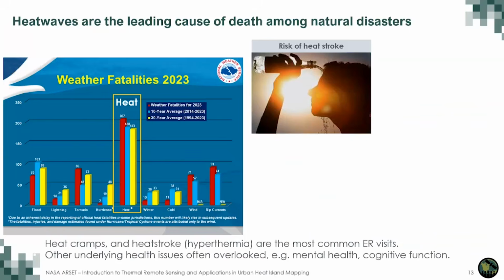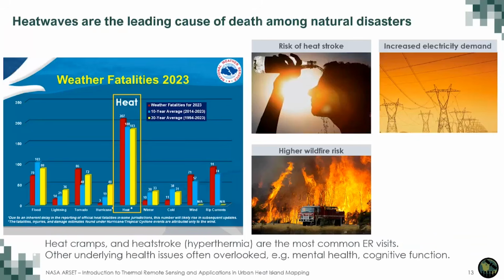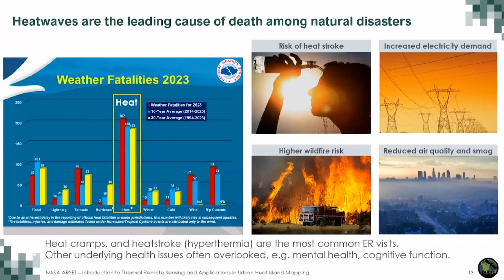And a lot of these typically make a lot of sense. Increased electrical demand from the use of AC, higher wildfire risk, especially in the Southern California region in the later parts of the year when we have Santa Ana events. And then, of course, degraded air quality due to the increase in near-surface ozone. And these health effects also exacerbate, for example, other underlying conditions like cardiovascular and also mental health and cognitive function.